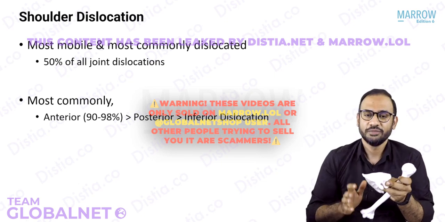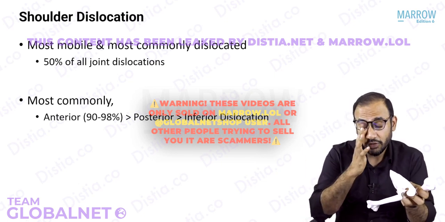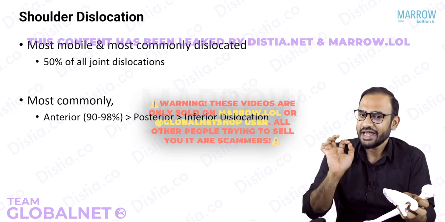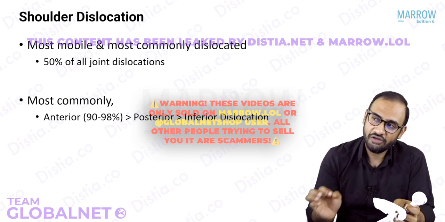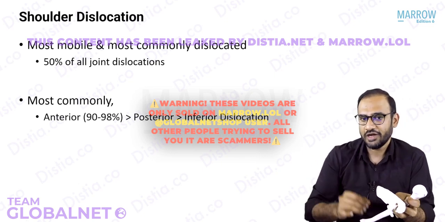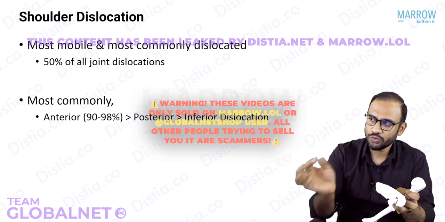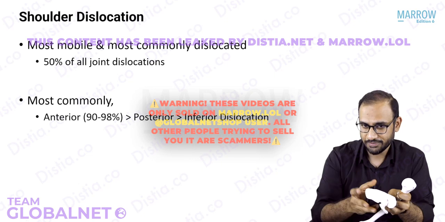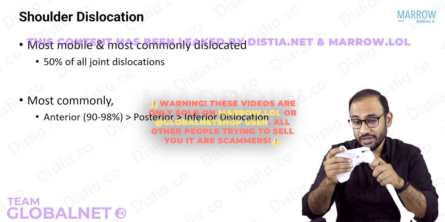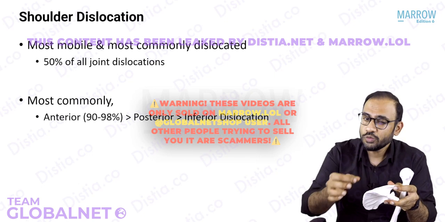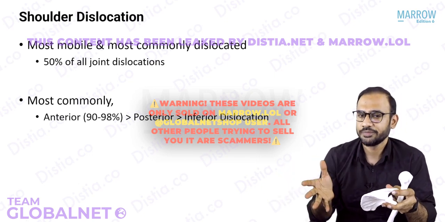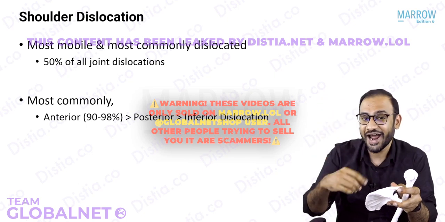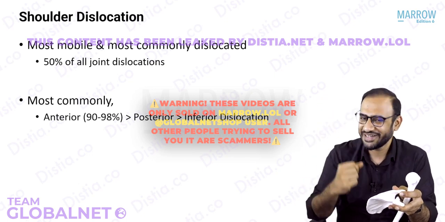Now listen to me. Before we go further, I want you to understand one very important thing about dislocations. Dislocations are emergencies in orthopedics. They have to be managed emergently, and your aim is to reduce the dislocation, to bring it back into the normal joint, first thing. When a limb is dislocated, it will assume a characteristic attitude. Attitude here means the position of the limb.